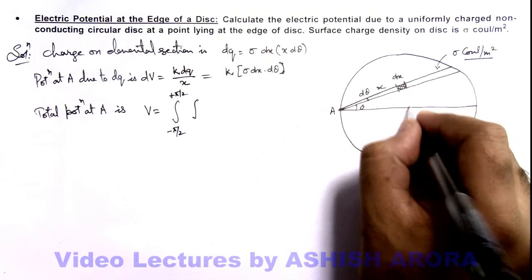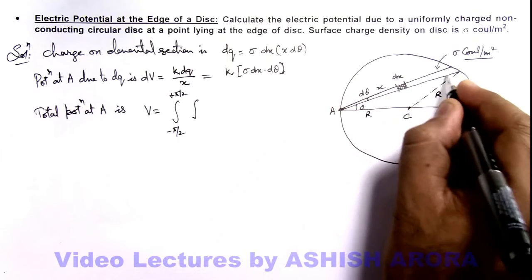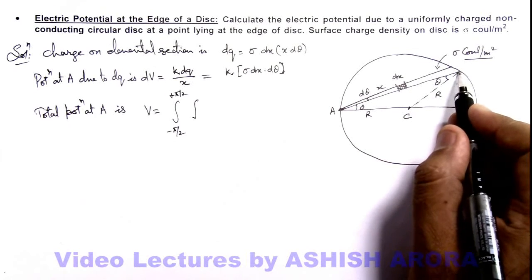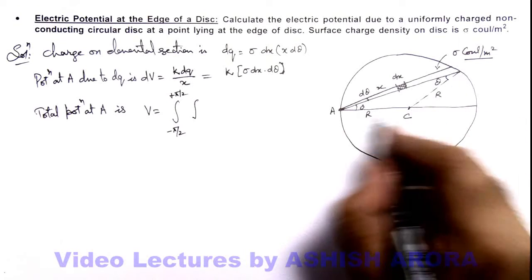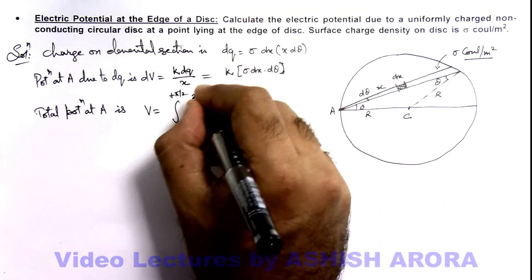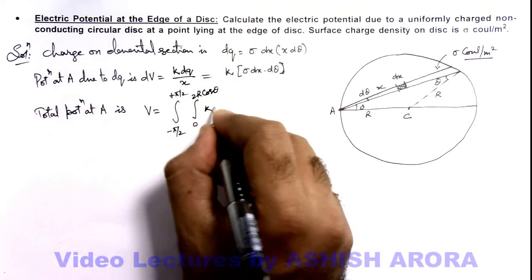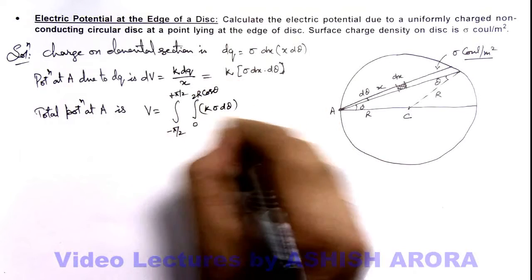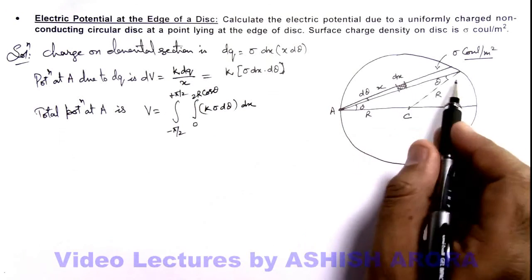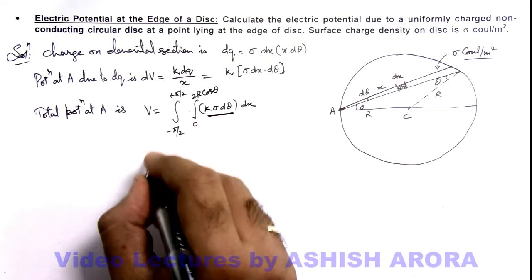If we take this as the center of the disk and r is the radius, then this angle will also be theta, because this elemental strip is acting as a chord of the circle. So the length of this chord will be 2r cos theta. So x will be integrated from 0 to 2r cos theta. So this is k sigma d theta multiplied by dx. When we are integrating for the value of x, the value of d theta remains constant, so this term we take out of the sign of integration.